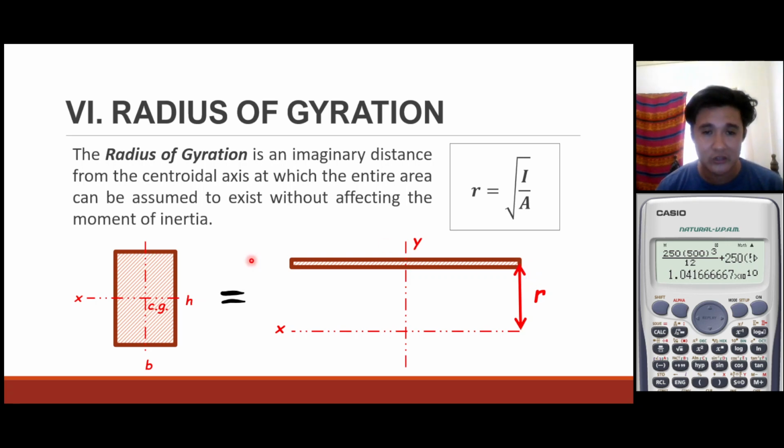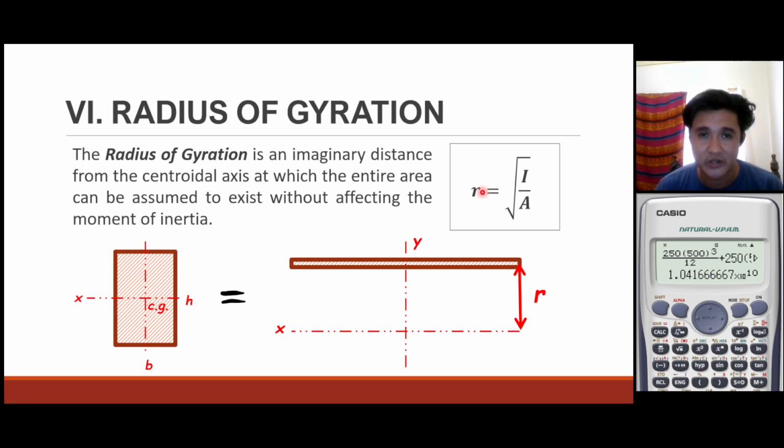Kung saan, itong area na ito, itong original area natin na ito, gagawin natin siyang strip, tapos, i-place natin siya in a way kung saan yung moment of inertia niya from this same axis ay equal sa original na shape natin. Okay? So, ano yung radius na yun? So, that is yung radius of gyration. That radius of gyration that will cause this equivalent area strip to have the same moment of inertia as the original figure or original shape.